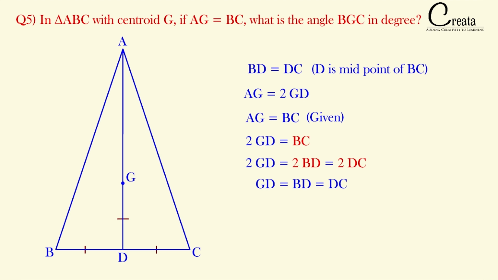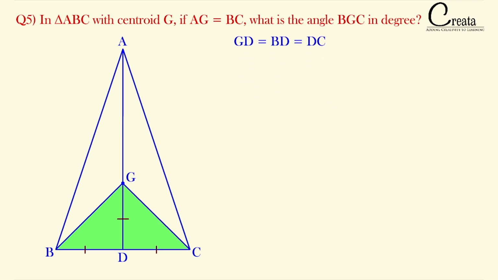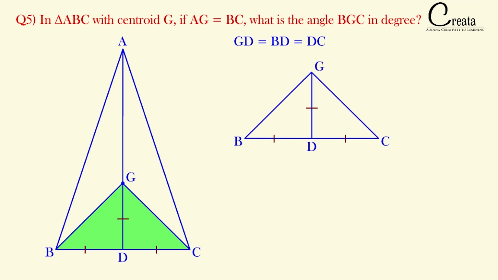Moving further, if we join BG and CG, can we take the triangle BGC out of the figure? Here in this triangle, GD is equal to BD is equal to DG, that is, these three line segments are equal to each other. In other words, can we say the points B, G and C are equidistant from the point D? Okay, these three line segments are equal to each other. Are you able to correlate this fundamental with the fundamental of the circle?